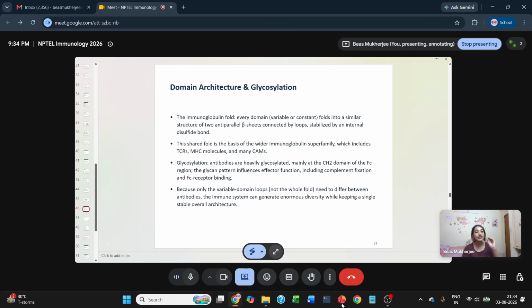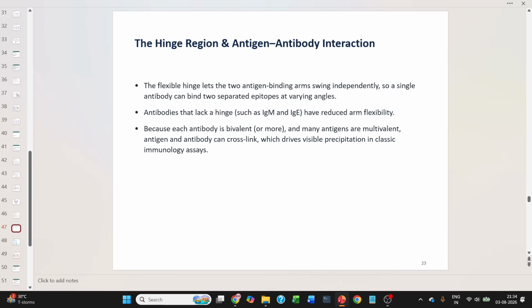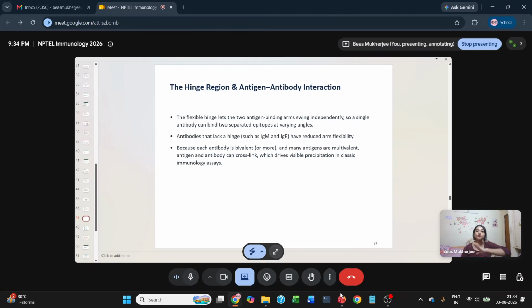Even in that variable region, there are small regions called the complementarity determining regions. There are three complementarity determining regions, CDR1, 2, and 3, and the ones that bind to the epitope of the antigen, only those need to undergo a lot of genetic mutation to give specificity to that particular antibody for a particular antigen. And that is why it is so easy to make such diverse groups of antibodies so fast.